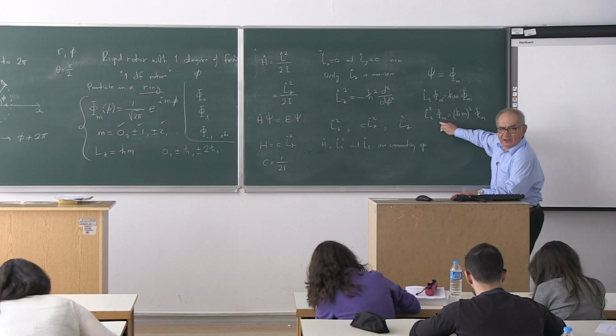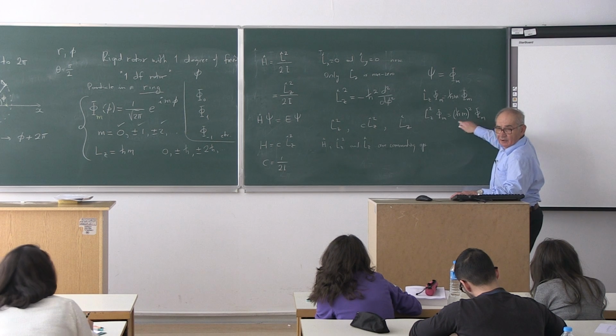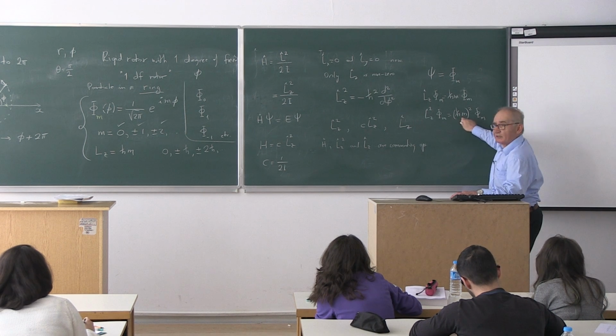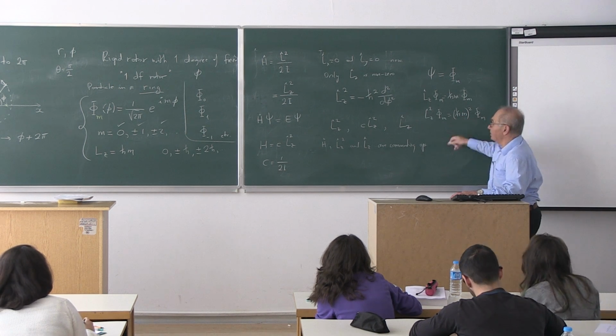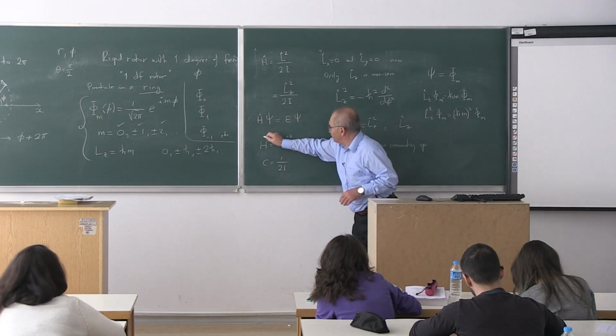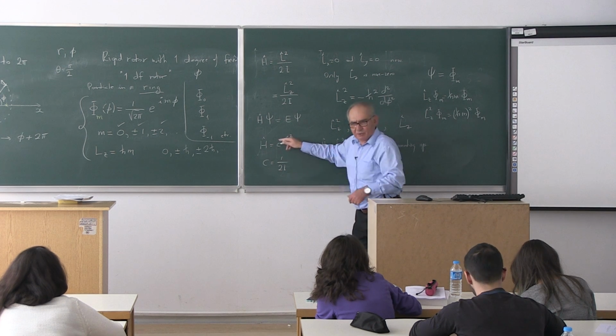So what are the eigenvalues of Lz square? Operator function, constant times function. What are the eigenvalues of Lz square? H bar square times m square. Now, same functions are also eigenfunctions of Hamiltonian. Hamiltonian is just C times Lz square.